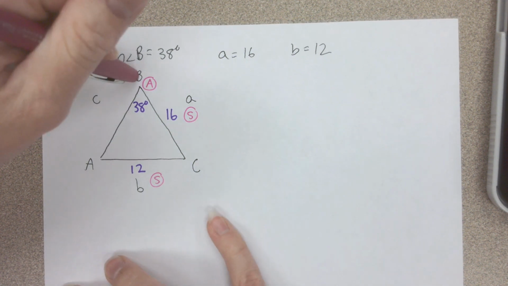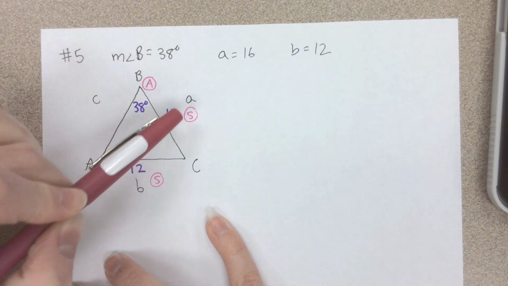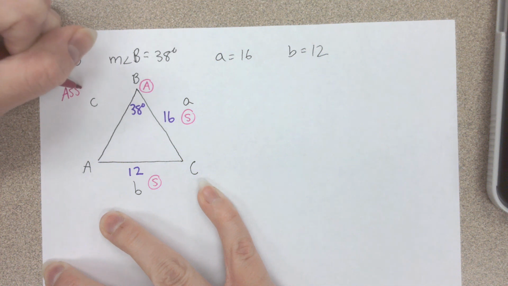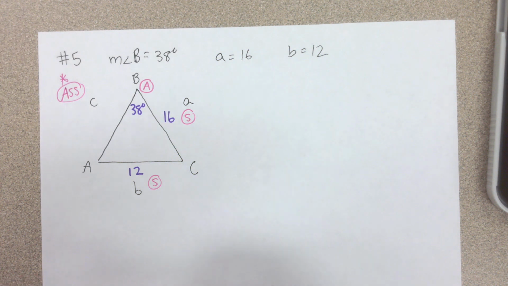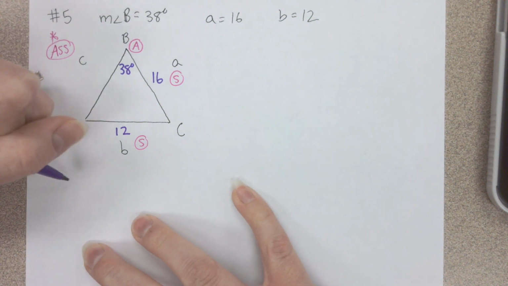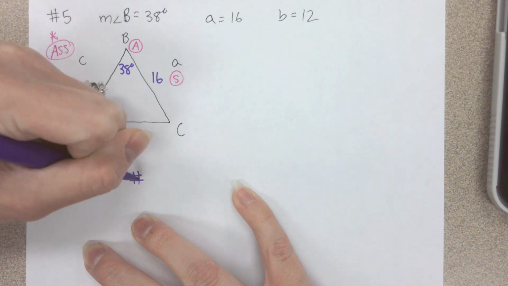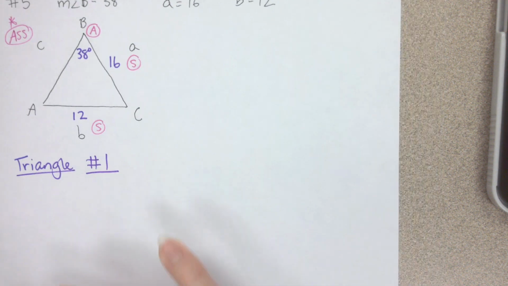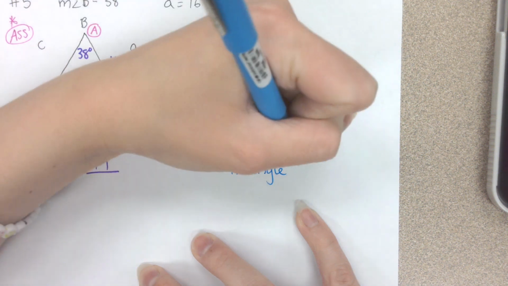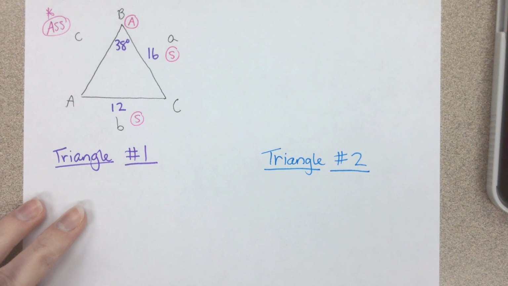So you can see it's an angle, and then the next 2 sides after it, it's not the angle that's between these 2 sides. That would be C. ASS means this is going to require some more work. So set up triangle 1 and 2 before you do anything else.